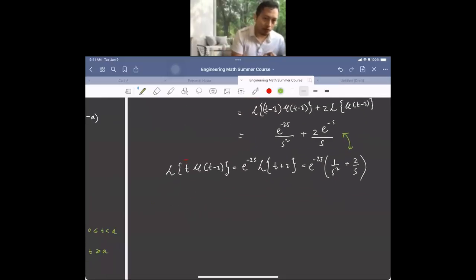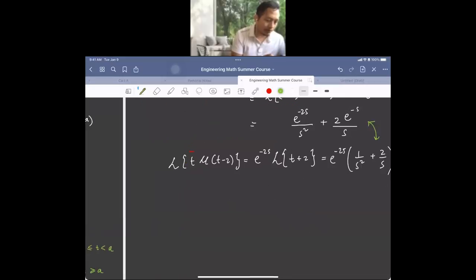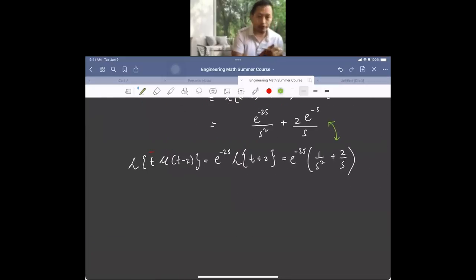Okay, I think one more example for this one, for the Laplace, and then we can move to the Laplace inverse. Okay, the next question is, we have Laplace of cosine 2t times Heaviside of t minus pi.